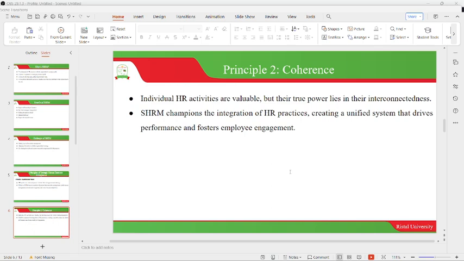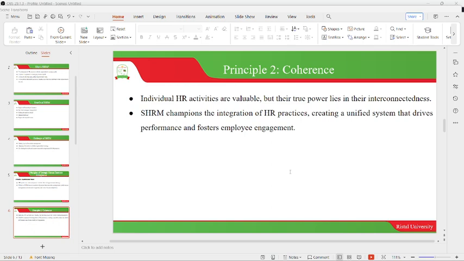You cannot work alone as a human resource manager in order to realize the profit the organization needs. No. You need to work with the marketing department. You need to work with the finance department. You need to work with the logistics. It is even the security department. You need to work with these people.